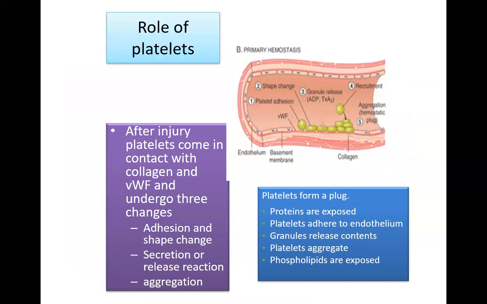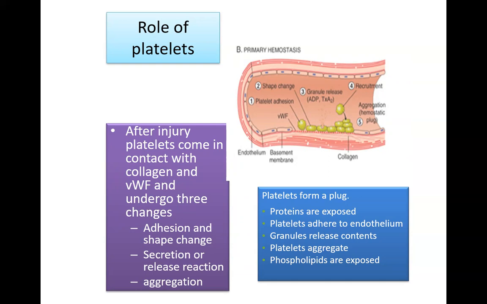Okay. Now, the second step after reflex vasoconstriction is that the platelets come to the site of injury, the site of trauma, and they adhere to this site of trauma. When they adhere or attach to the endothelium, we call it platelet adhesion. They also undergo a shape change. They are rounded initially, but they become more flattened. The reason they become flattened is they are there to provide a phospholipid surface on which the clotting factors can act. Okay, and I will show you in a diagram how that happens.